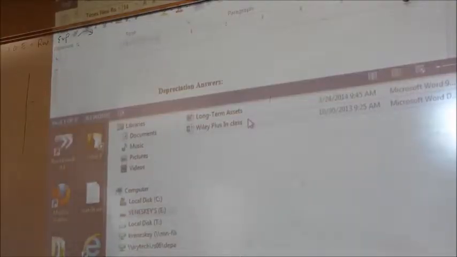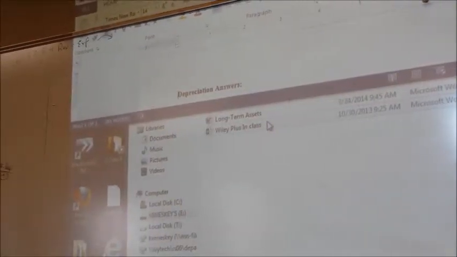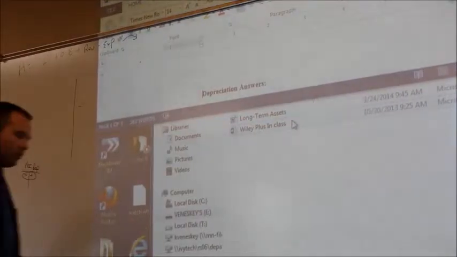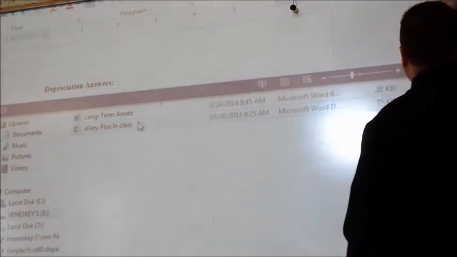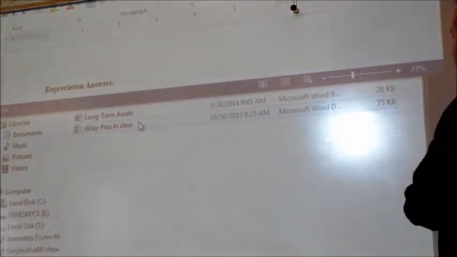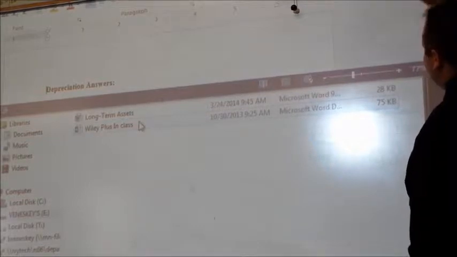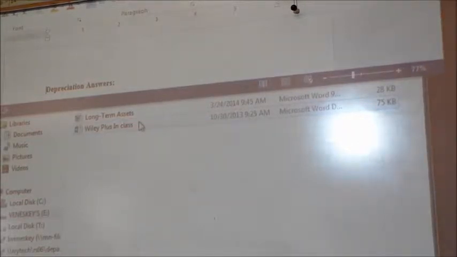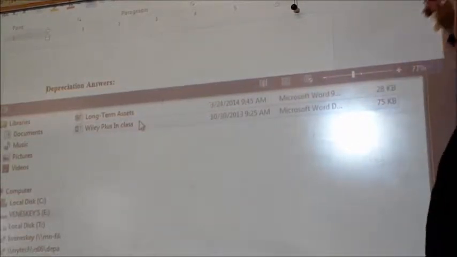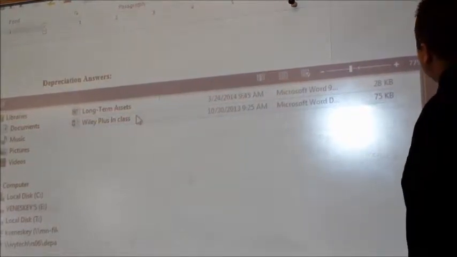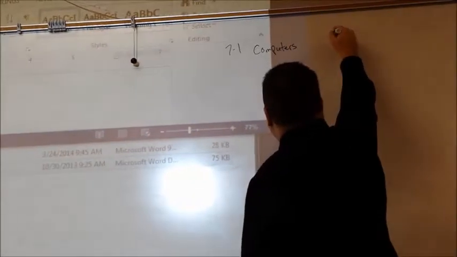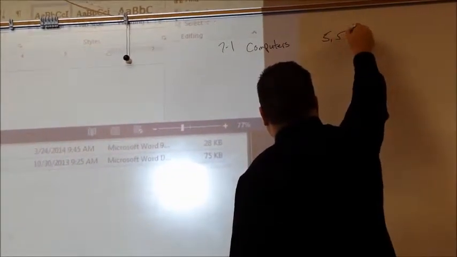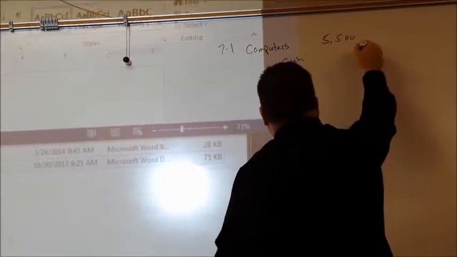For the initial purchase of the computers, what would your journal entry have been if you needed to record the purchase on 7/1/2014? What would I have debited and how much? Computers, yep. And how much? 5,500. Good, 5,500. Not 5,000.